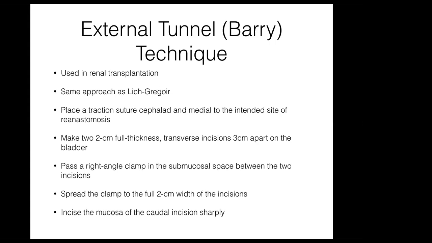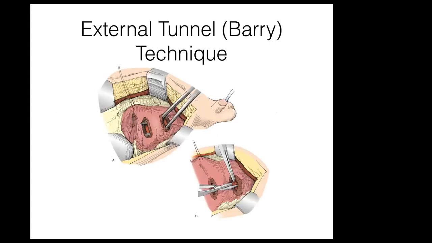And then you pass a right angle clamp in the submucosal space between the 2 incisions. You spread the clamp to the full 2 cm width of the incisions, and you incise the mucosa of the caudal incision sharply. So these are the 2 incisions, and then you insert a right angle clamp in the mucosal layer between the 2, and then there is sharp dissection of the more caudal incision.